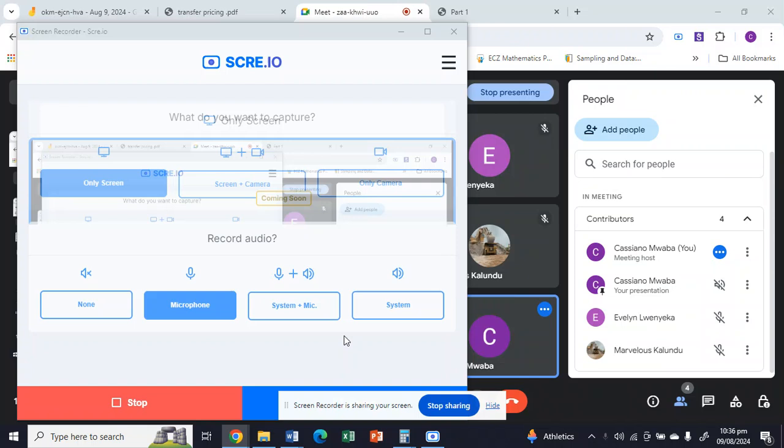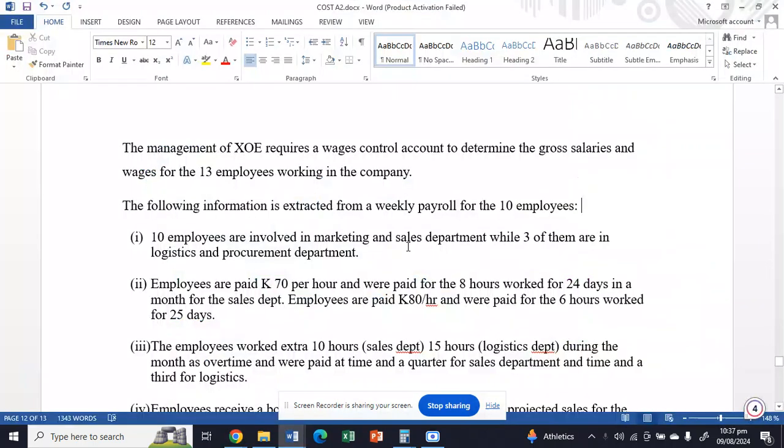All right, so we're looking at the wages control account. This is where all transactions involving wages and salaries are recorded, to ensure accuracy and be verified. This is where we record all of that information. So we've got an example here.